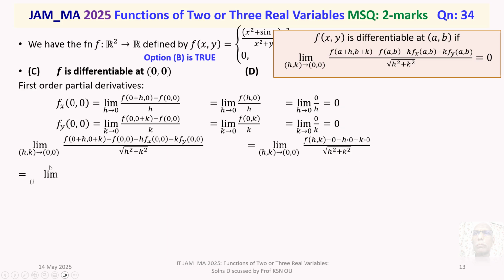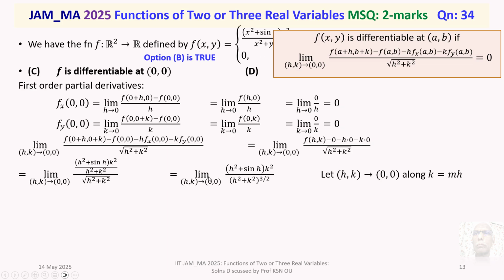Then you will get limit h comma k tends to 0 of f of h comma k by under the square root of h square plus k square. F of h comma k we have written here, so f of x comma y we have written here. Right. Limit h comma k tends to 0 of h square plus sin h into k square by h square plus k square, whole to the power of 3 by 2. H square plus k square multiplied by under the square root of h square plus k square. Let h comma k tend to 0 comma 0 along k is equal to mh.